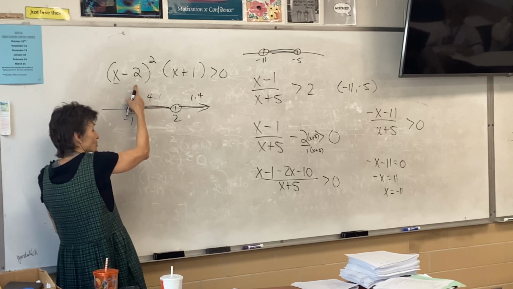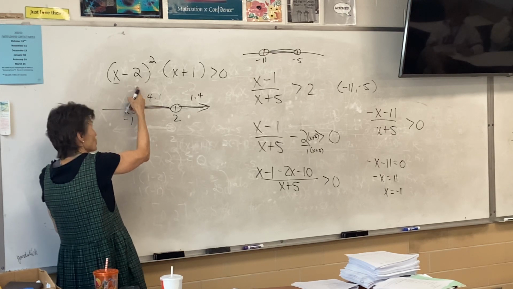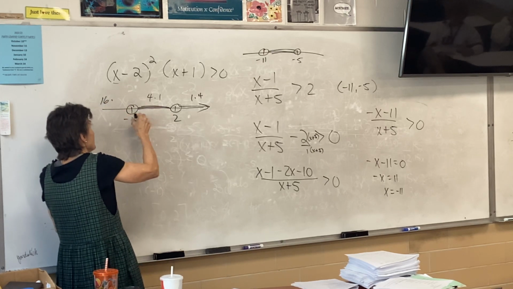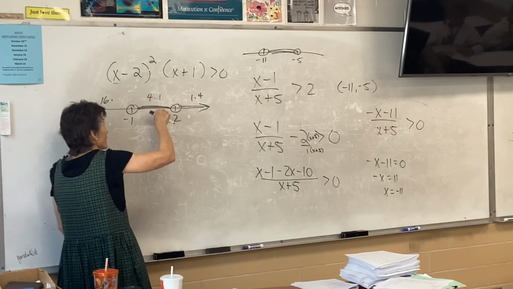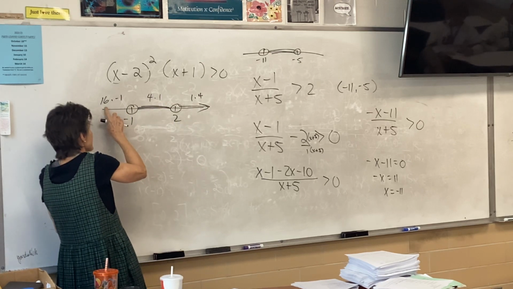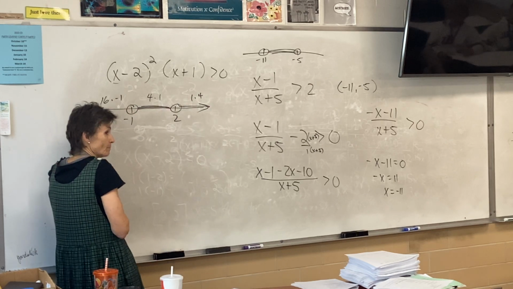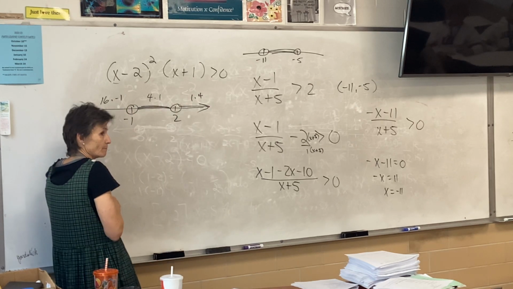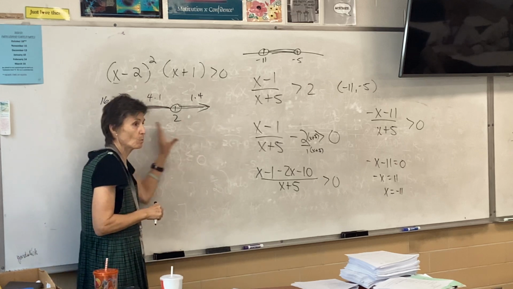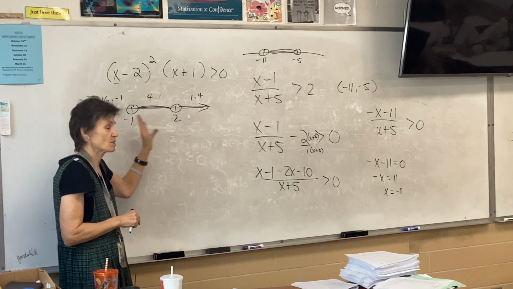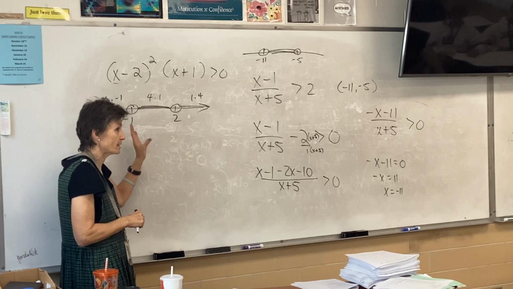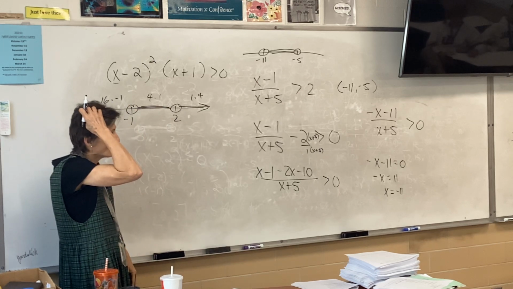All right, how about negative 2? Negative 2 minus 2 is negative 4, squared is 16. Negative 2 plus 1 is negative 1. 16 times negative 1, bigger than 0? Nope, not shaded. So this is what I'm shading, or this is what my answer is: everything that's shaded. Be careful.